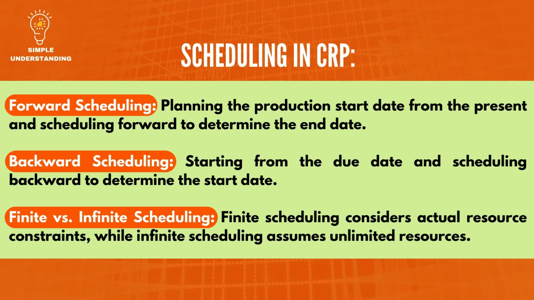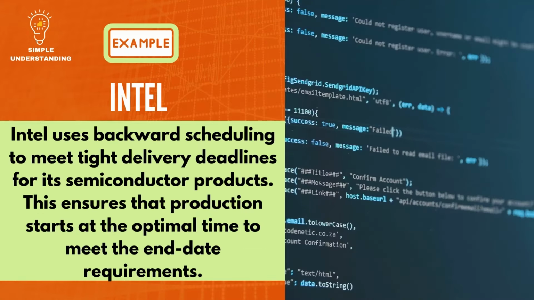C. Finite versus infinite scheduling. Finite scheduling considers actual resource constraints, while infinite scheduling assumes unlimited resources. Example: Intel. Intel uses backward scheduling to meet tight delivery deadlines for its semiconductor products. This ensures that production starts at the optimal time to meet the end date requirements.